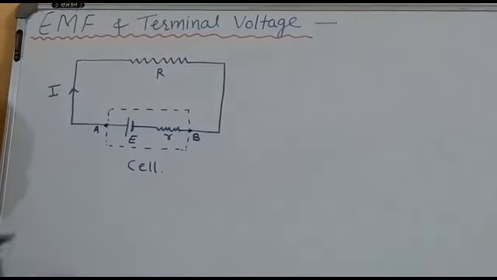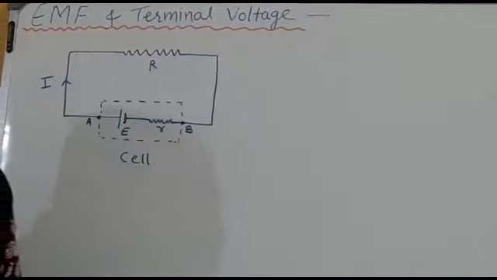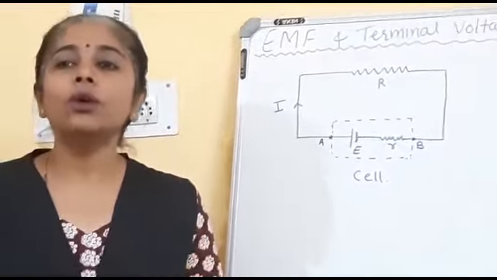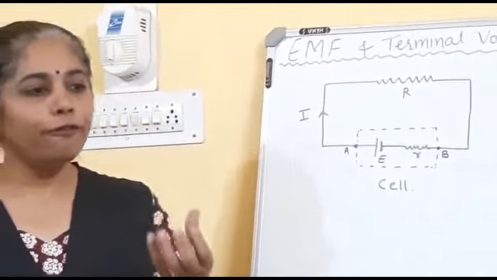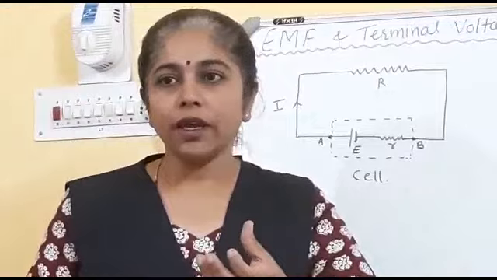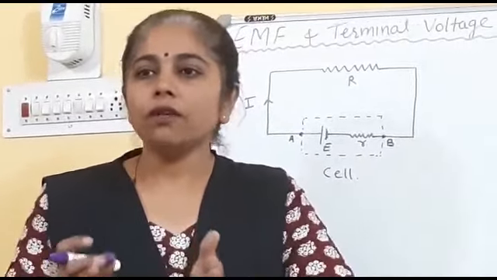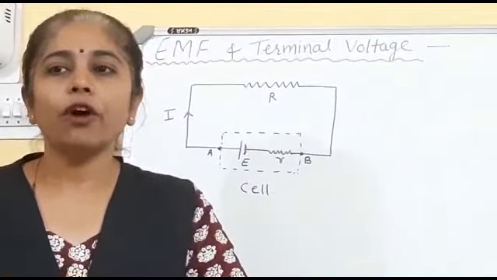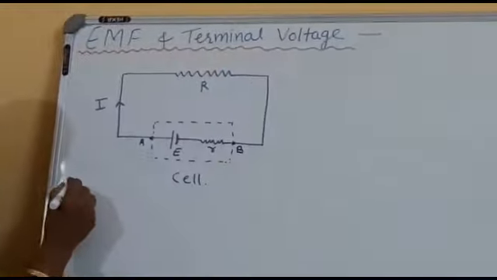Okay, now what is EMF? EMF is the potential difference across the cell when there is no current flowing in the circuit. Suppose a freshly prepared cell is there, and when you measure its potential difference, whatever that potential difference is, it is known as EMF of the cell. So you write the definition of EMF of the cell.